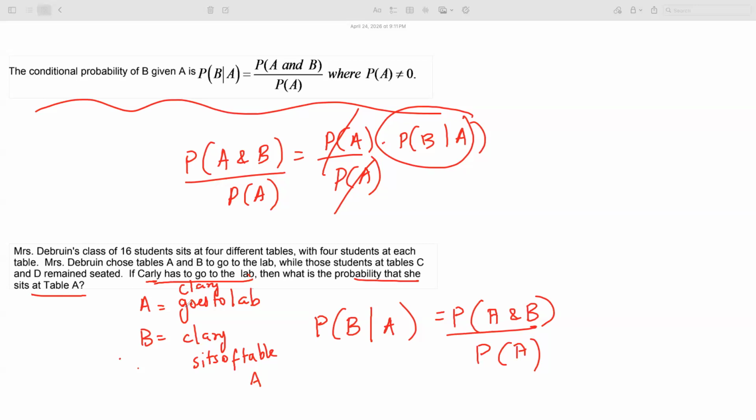What is the probability of A and B to occur? Clary going to the lab and sitting at A. What is the probability that Clary is sitting on table A? Out of the 16 students, 4 students sit at the table A, correct? So probability of Clary going to the lab is what? Chooses table A and B to go to the lab. 8 out of 16 go to the lab. Correct, guys? Am I with you? Now, what is the probability that she sits at table A?